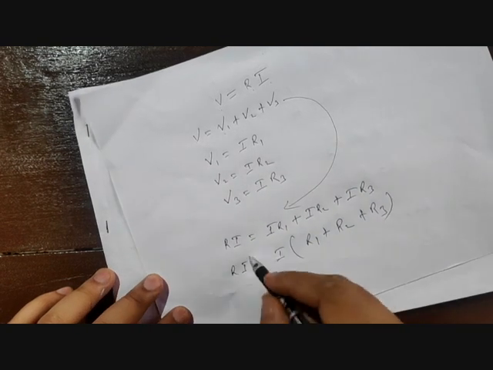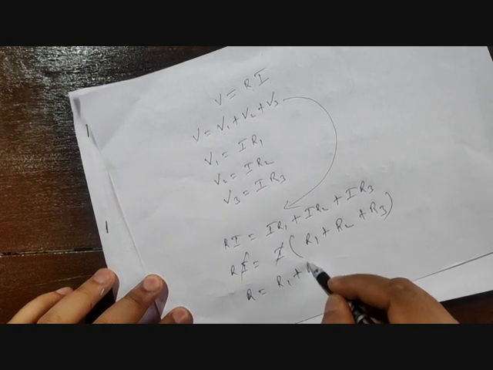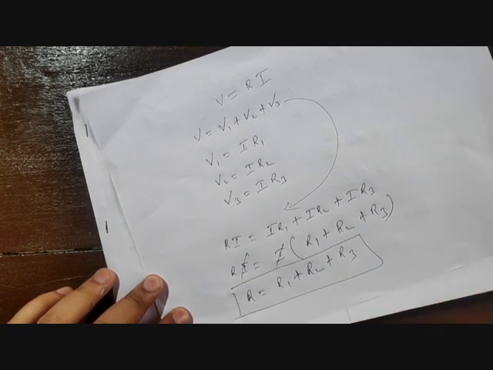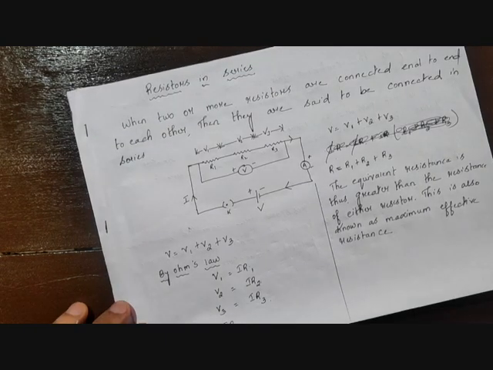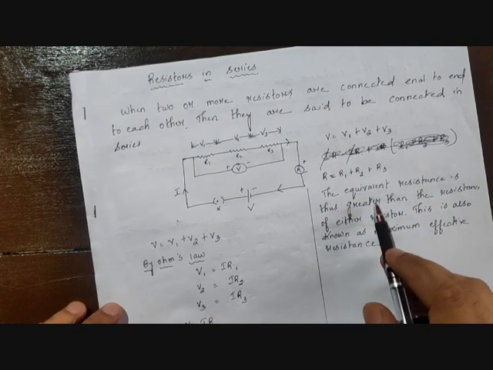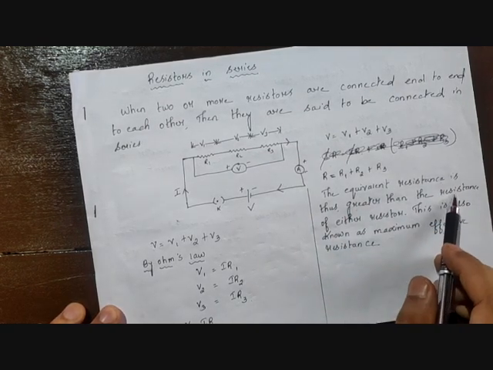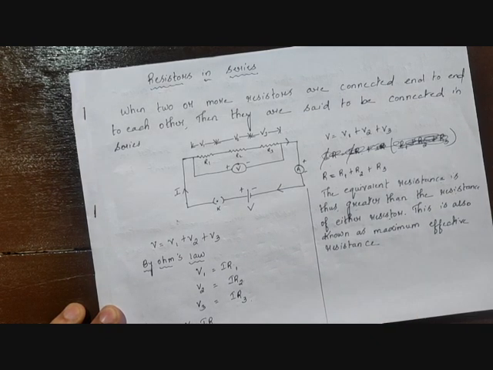Clear? So I can be cancelled. So what did you get? R1 plus R2 plus R3. This is called your effective resistance. Okay, clear? See, we got here R is equal to R1 plus R2 plus R3. This is called the equivalent resistance. The equivalent resistance is thus greater than the resistance of any of the resistors, right? This is called the maximum effective resistance.